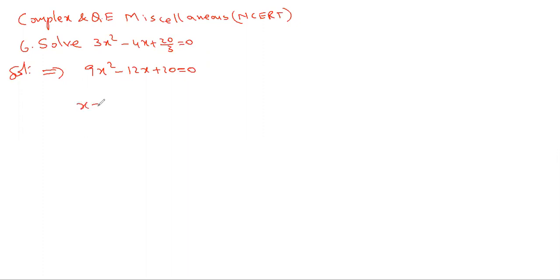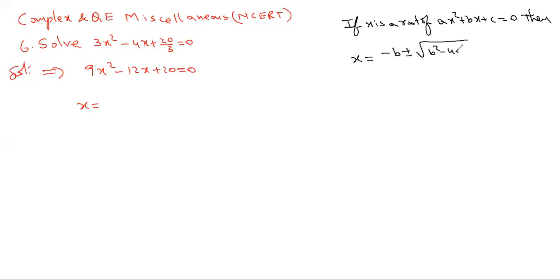And x is equal to, I'll just write the formula. If x is a root of ax square plus bx plus c equal to 0, then the quadratic formula is x is equal to minus b plus minus root of b square minus 4ac by 2a. You can use this quadratic formula to do this problem.